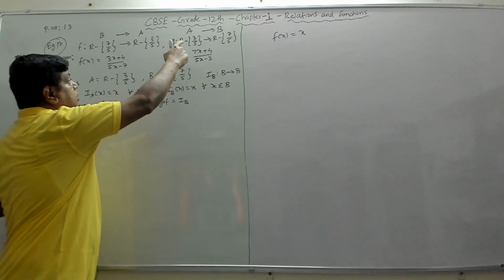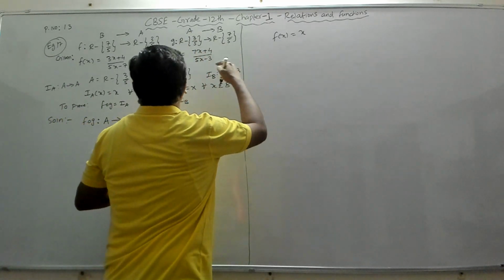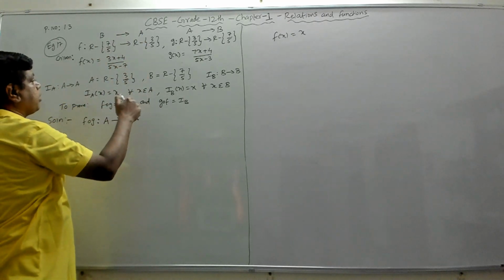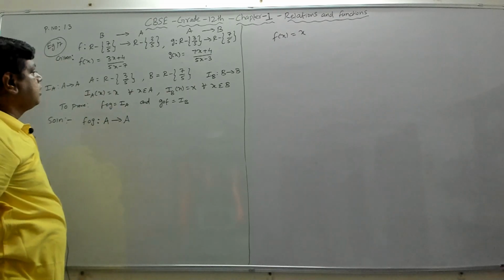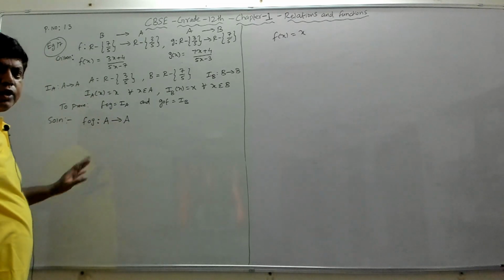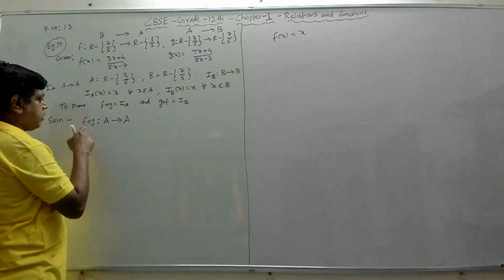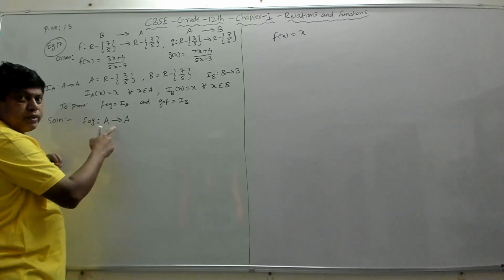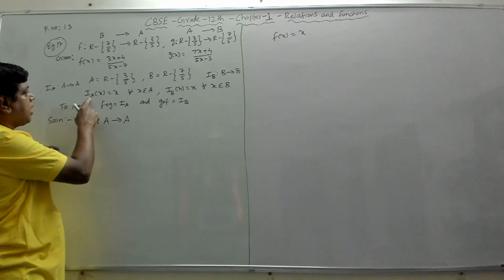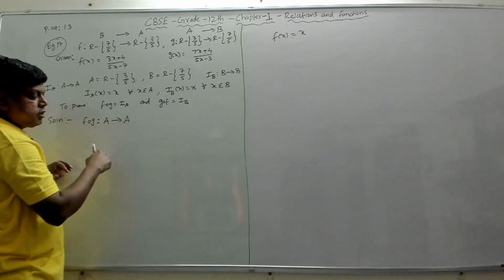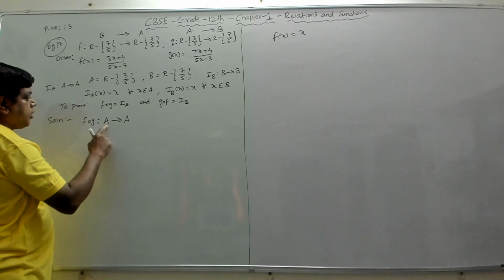So g is from A to B and f is from B to A. So your f of g will be from A set to A set. Now we have defined from which set to which set it is, which is same as I of A. I of A is also from A to A. And we are going to show that both are equal functions. So f of g is from A to A.